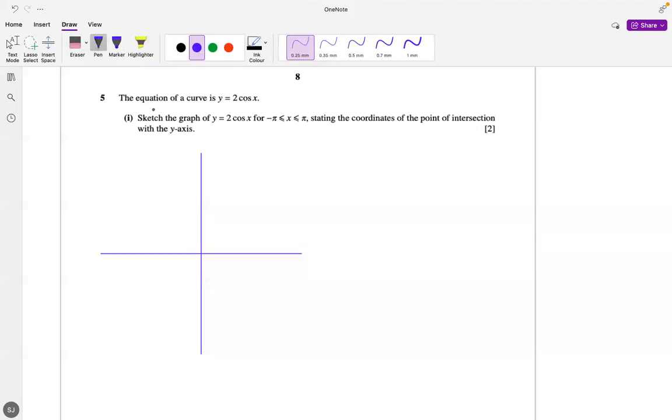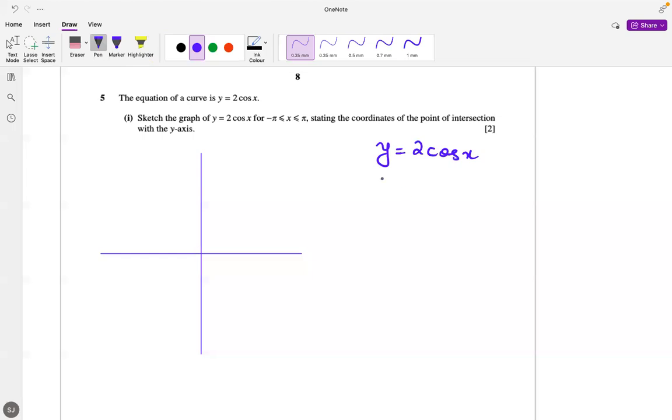Question 5, we have the equation of a curve y equals 2 cos x, and we have to sketch the graph of y equals 2 cos x from x equals minus pi to positive pi, and then state the coordinates of the point of intersection with the y-axis. Now, the easiest way to sketch any trigonometric graph is to substitute the values of x into the calculator, and we'll get the y coordinates.